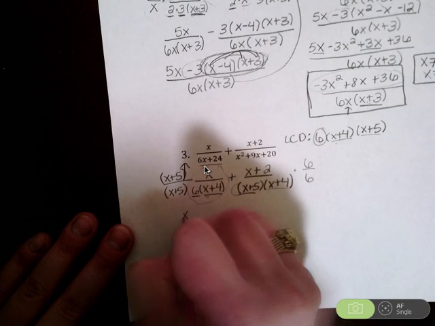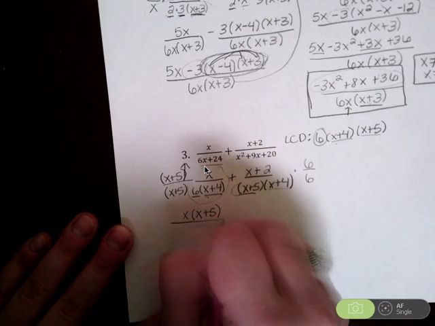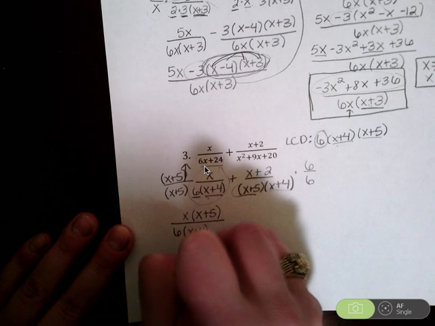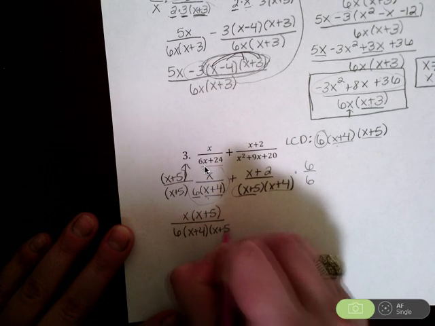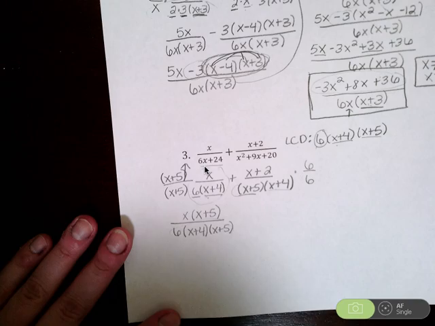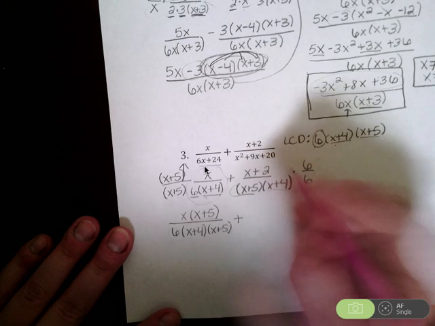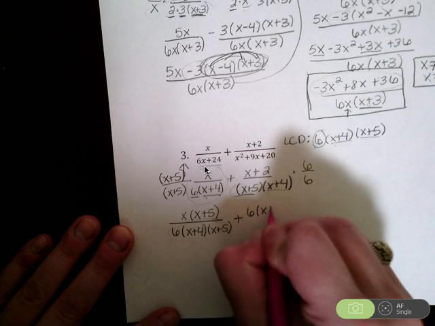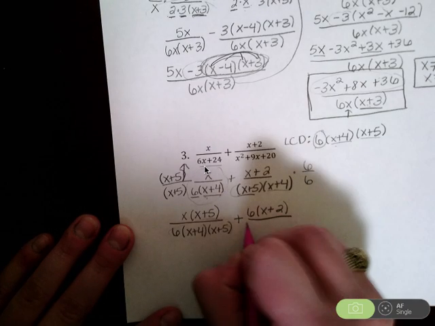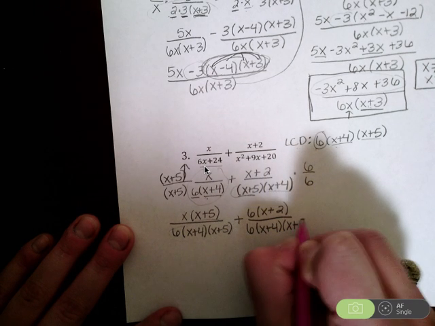So we've got an x times an x plus 5 divided by our least common denominator, which is 6 times x plus 4 times x plus 5. Here's a key thing. If the denominators don't match your least common denominator, you've done something wrong. Fun fact. Okay, moving on. Plus 6 times x plus 2. Here's how I'm going to write it, just like I said it. 6 times x plus 2 divided by 6 times x plus 4 times x plus 5.